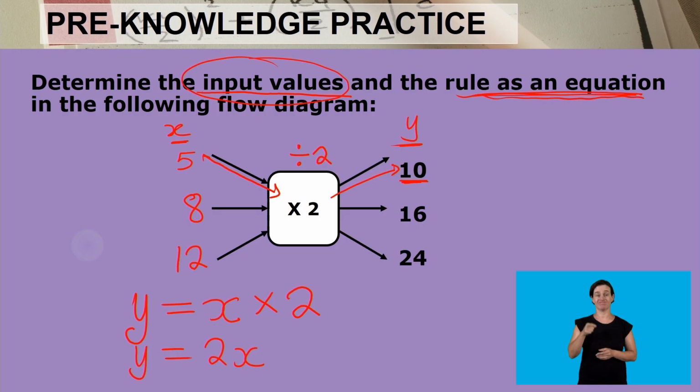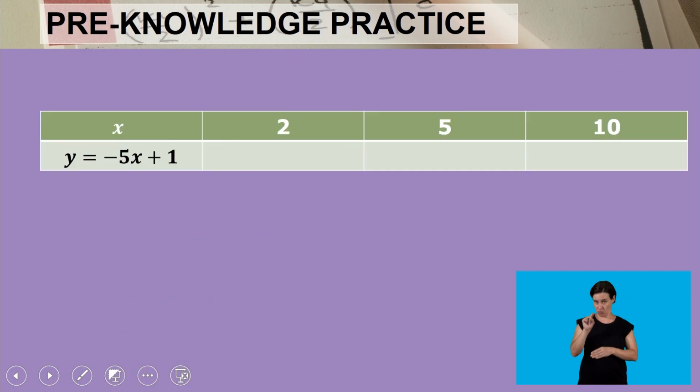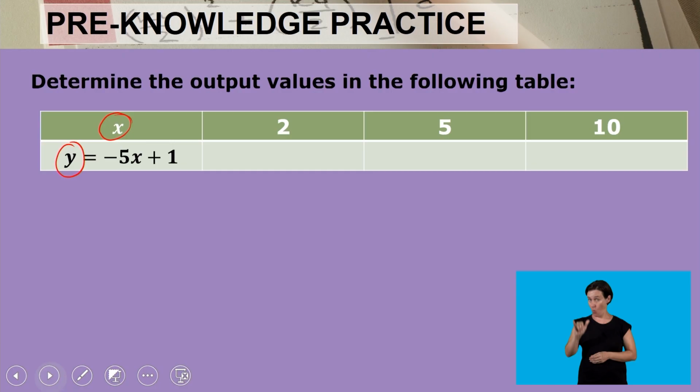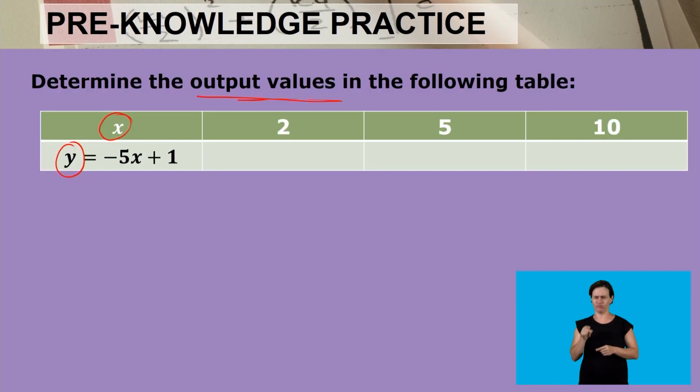Let's move on to our next practice, our pre-knowledge practice. Here we are given a table showing input values, which are represented by x, and output values, which are represented by y. What are we supposed to do in this table? We are supposed to determine the output values in the following table. Let's look at the rule that is being used there.